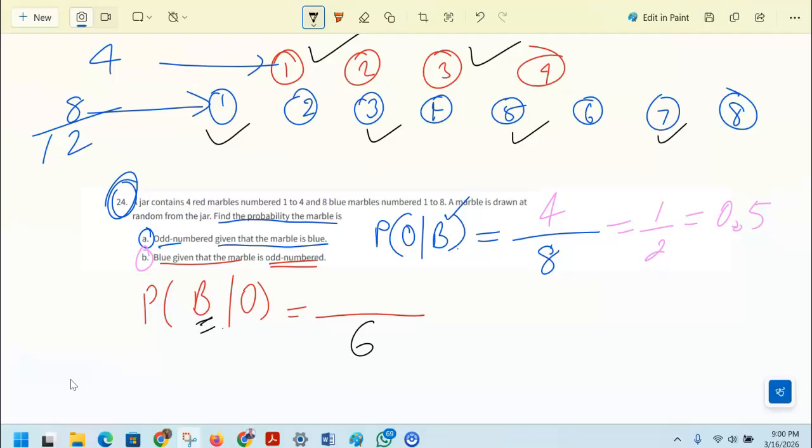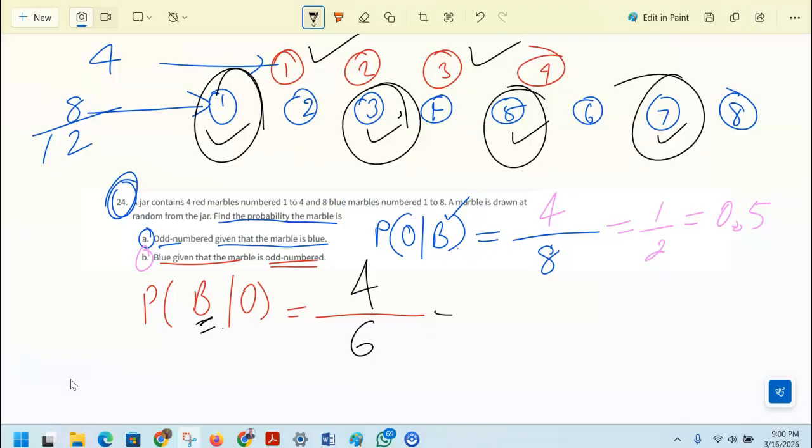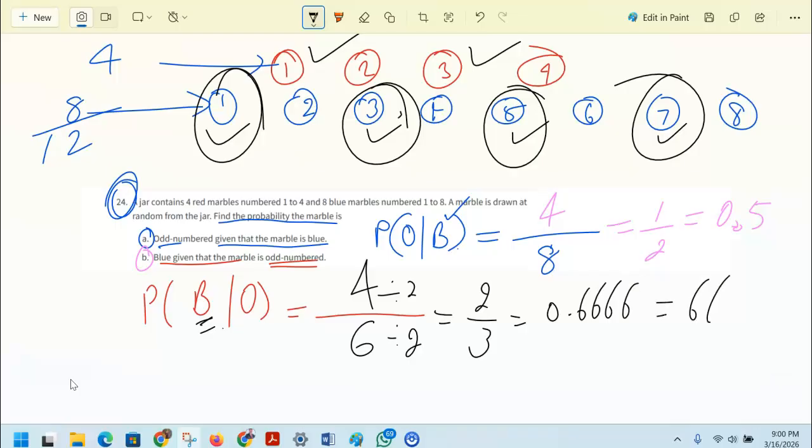which are blue. And the blue ones are 1, 2, 3, and 4. So 4 are blue. See, it's so simple. And you can divide by 2, both up and down. You have 2/3, which is 0.66666, which is 66.6%. Okay, I hope that takes care of this.